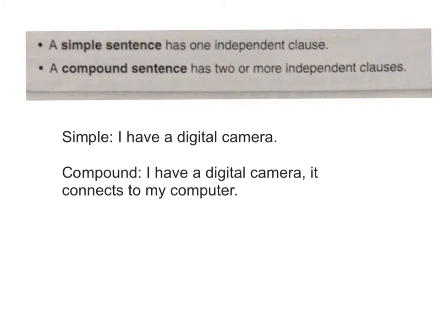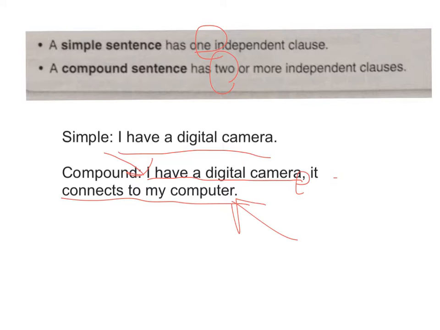Looking closer here at simple sentences and compound sentences, you can see the simple sentence has only one independent clause, where a compound sentence has two. Here's your simple sentence. I have a digital camera. If we add another simple sentence to it, now it sounds like this. I have a digital camera. It connects to my computer. Two sentences put into one. I separated it with a comma, and I have a compound sentence. There's one simple sentence. Here's the other simple sentence. Together it makes a compound sentence.